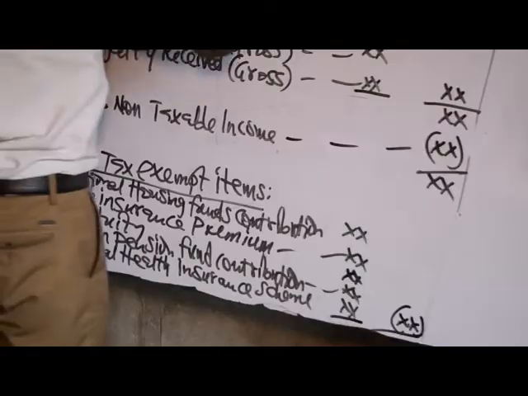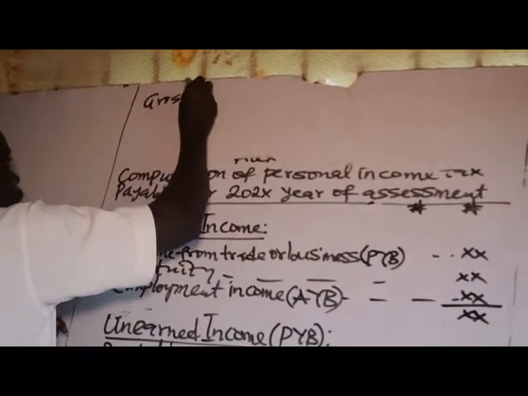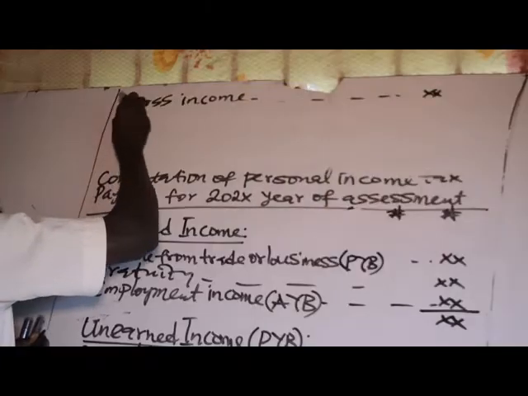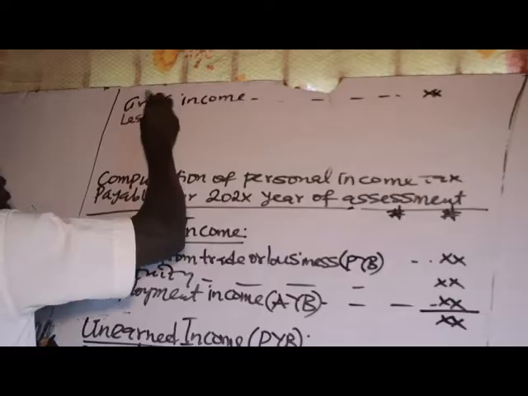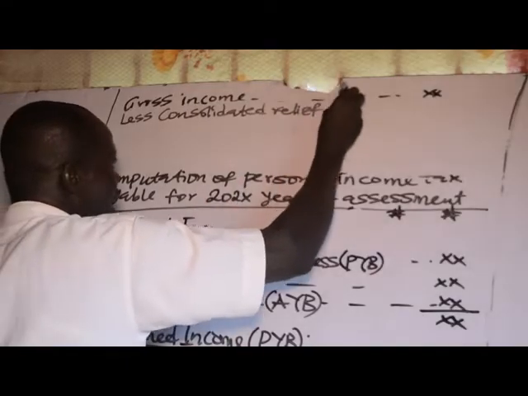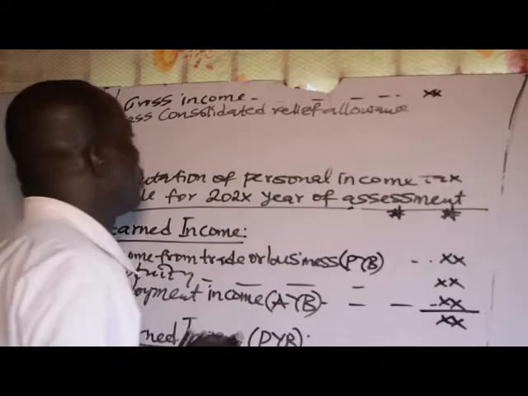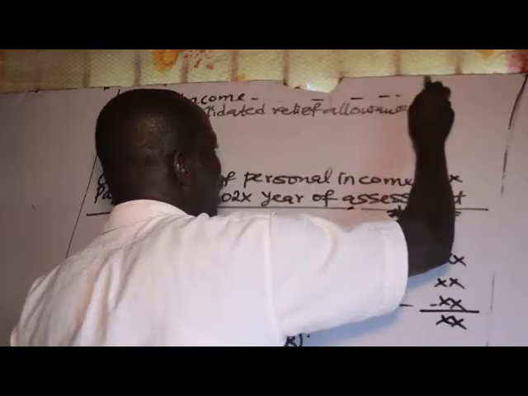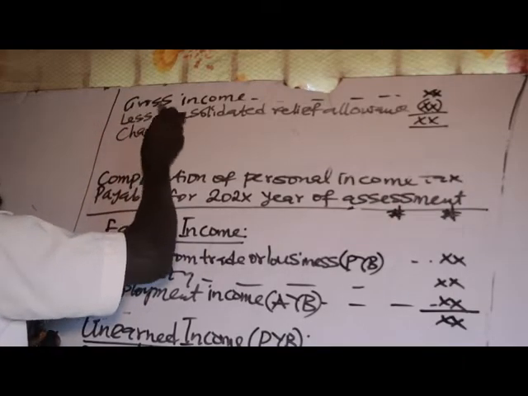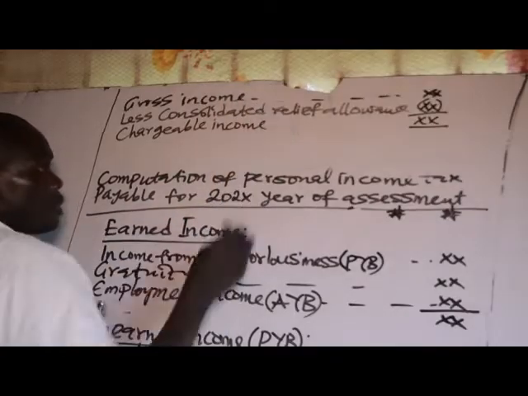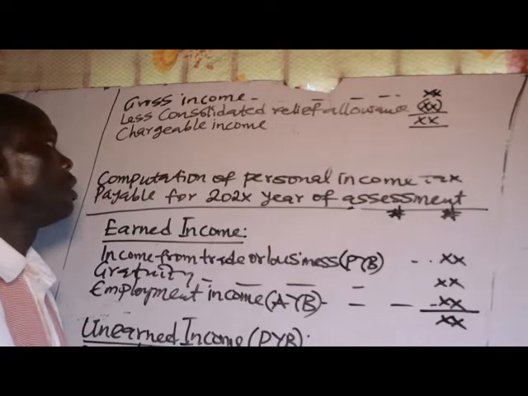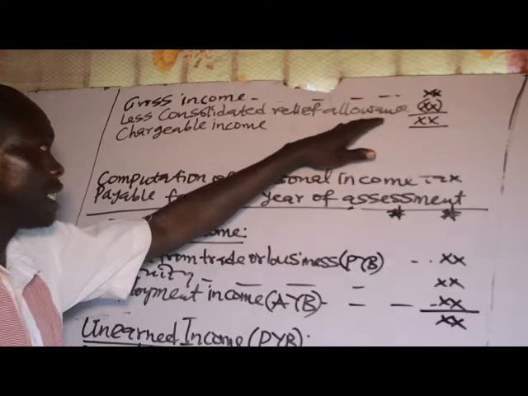So gross income, after all those tax exempt items have been considered, less the consolidated relief allowance. I've told you how this can be calculated. I've explained how this should be calculated. So when you less that, you get the chargeable income. On this chargeable income, you now apply the graduated tax scale on it to get the tax payable.